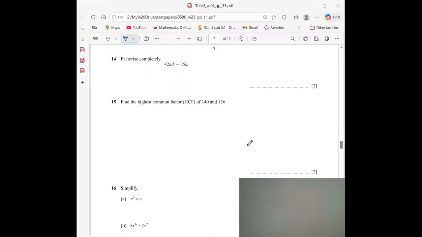So we are discussing IGCSE 0580 mathematics past papers content. This paper is October November 2023. Some of its questions are being solved now.